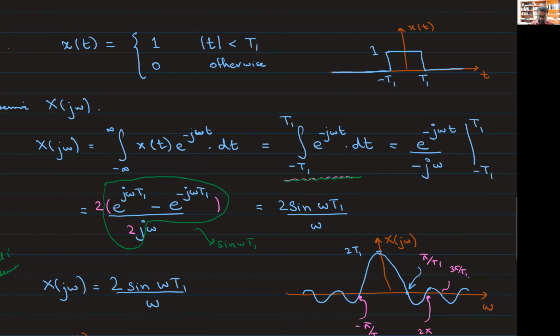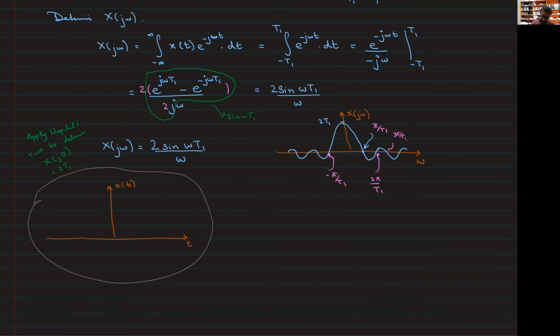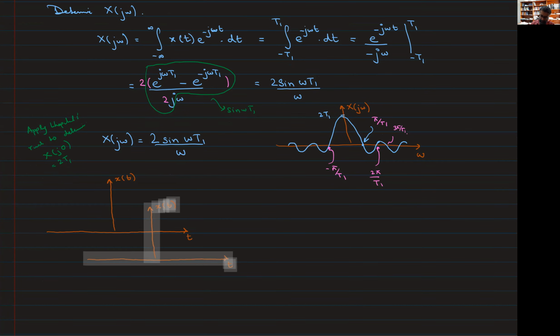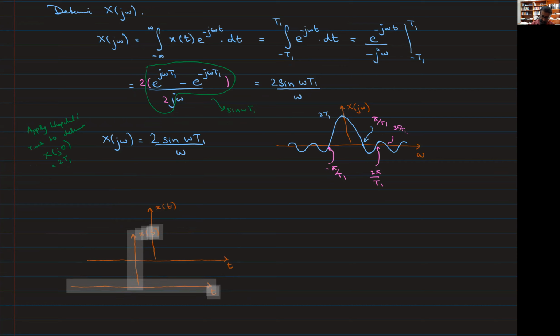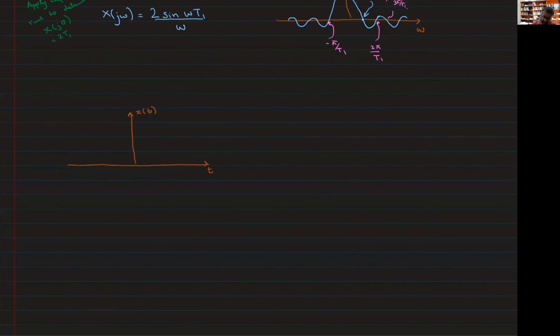Okay. Now, what I was doing was, let's look at the time domain signal. So let me pull this down a little bit. Right. So this is a time domain signal. And this time domain signal looks like the following. It's a square wave. This is T1 and this is minus T1 and the height is 1.